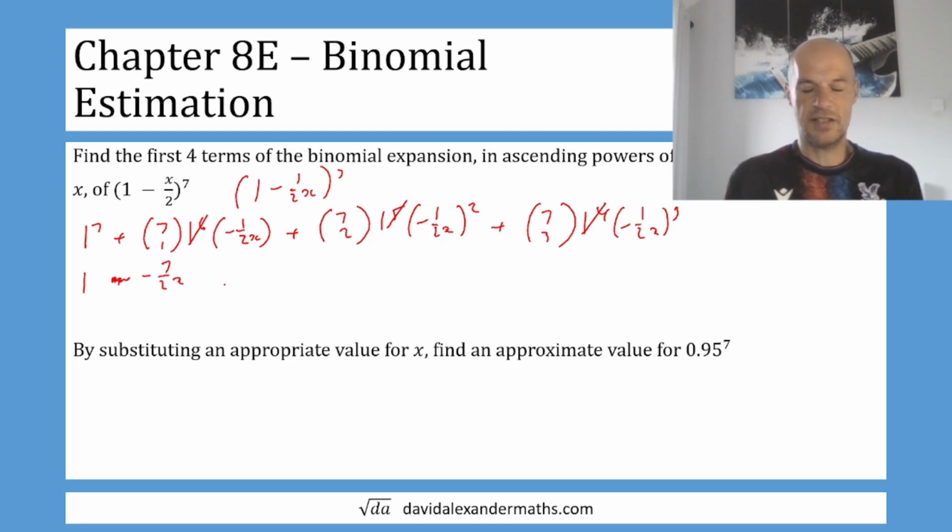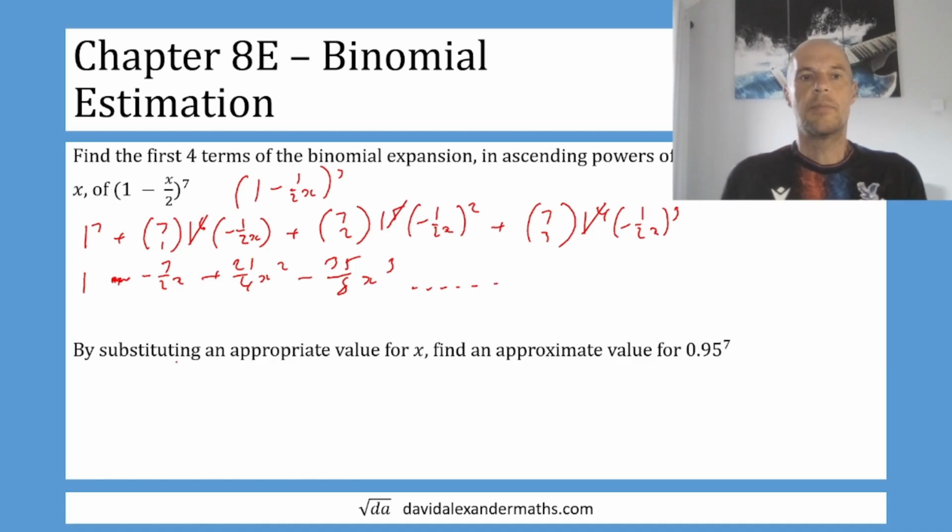The next term is 7 choose 2, again forgetting the 1 to the power of 6, times minus 0.5 squared, which is the same as positive 0.5 squared. Let me just double check that: 7 choose 2 times 0.5 squared. So we're getting 21 over 4. So that's plus 21 over 4x squared. And the final term we're interested in, 7 choose 3 times 0.5 cubed. I'll just remember to make that negative because there's a minus 1 half x there. So that's minus 35 over 8x cubed. Okay, the expansion continues, but as far as we're concerned, this is all we are interested in.